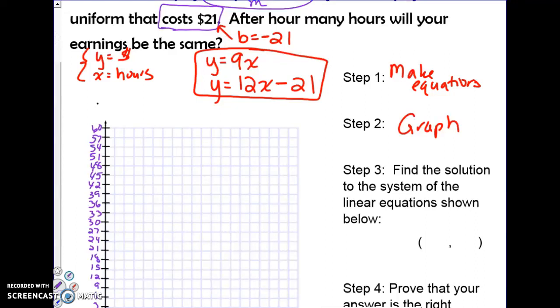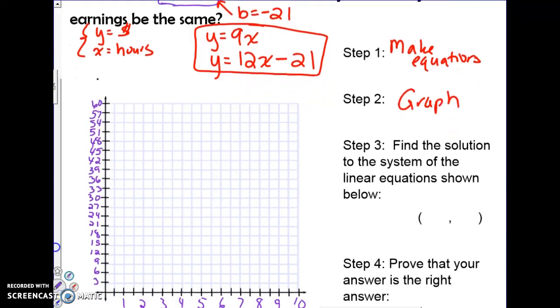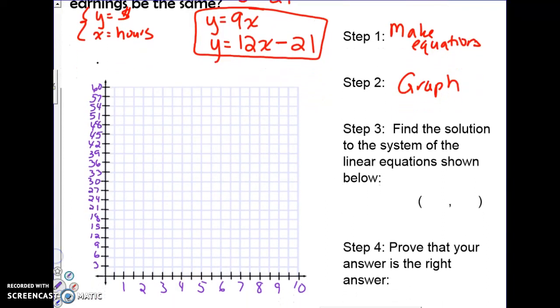I tried to scale it with putting the negative 21 on there, but that made it a little challenging. So we're going to do this one a little bit differently, which is why I wanted to do it with you. So this is how I decided to scale it after actually putting a lot of thought into it. Again, our x-axis is the number of hours, so you're going to want to make sure you label that. And my y-axis is the number of dollars that you earned.